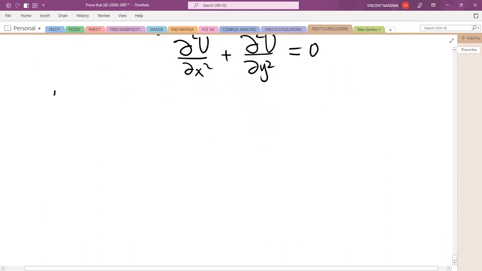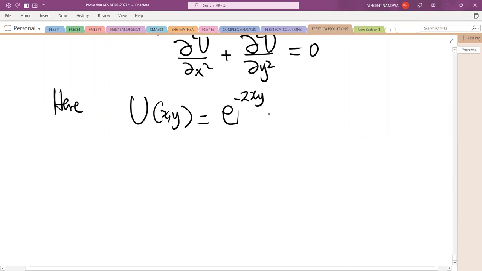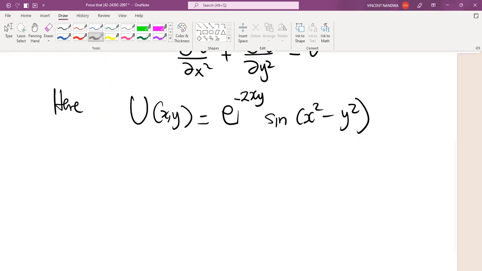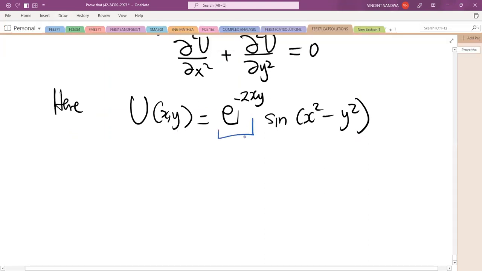So here, u of x, y is given by e raised to the power minus 2xy times sine of x squared minus y squared. Now, because this is a product of two functions, to get the derivative, let's call this one u and this other part v. By product rule, we have u prime v plus v prime u.